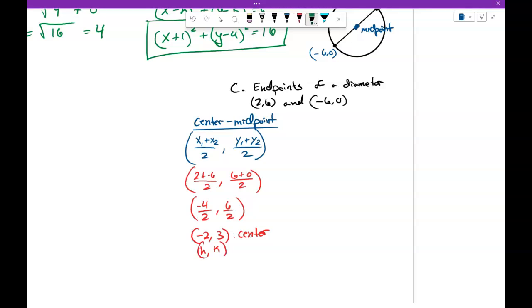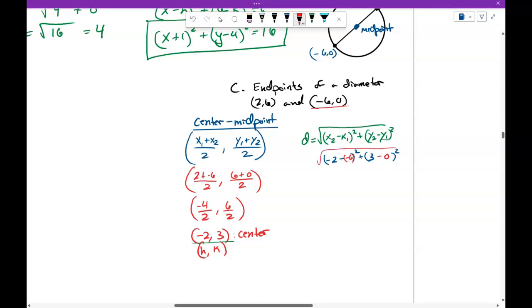Now we need to find our radius. Well, the radius is going to be the distance from the center that we just found to either of those endpoints, and we can use either one. Distance equals the square root of x2 minus x1 squared plus y2 minus y1 squared. So we'll use our center, let's say our center at (-2, 3). And we'll go ahead and subtract one of the other points. So let's pick the point (-6, 0).